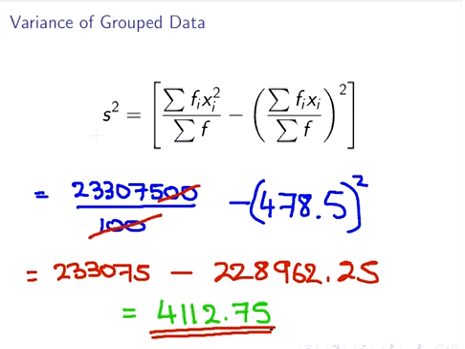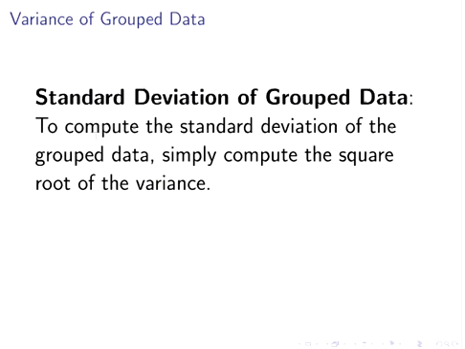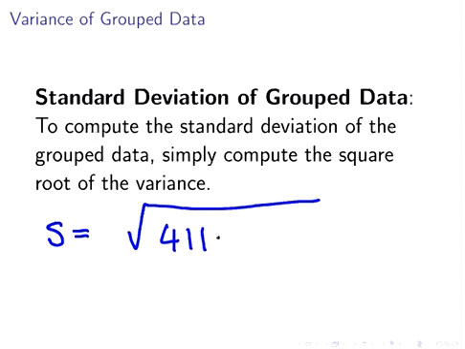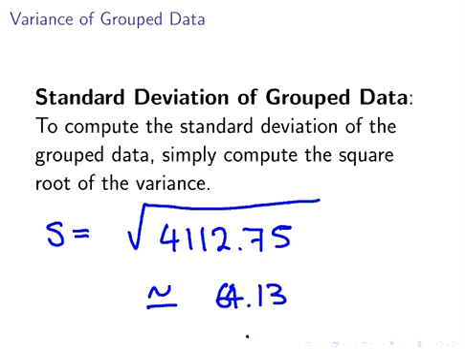What we could do, lastly, is to compute the standard deviation. The standard deviation simply is the square root of that. So the standard deviation, S, is simply the square root of 4112.75, and approximately, that's equal to 64.13. So that is the standard deviation.